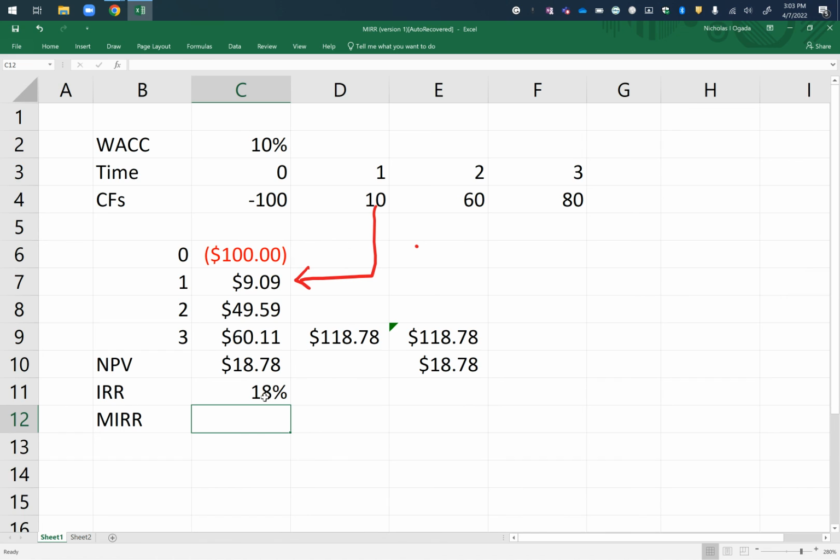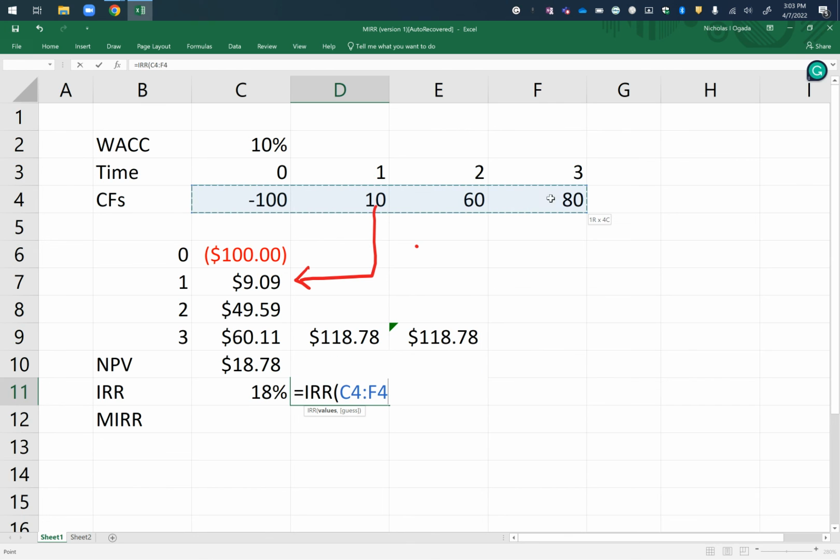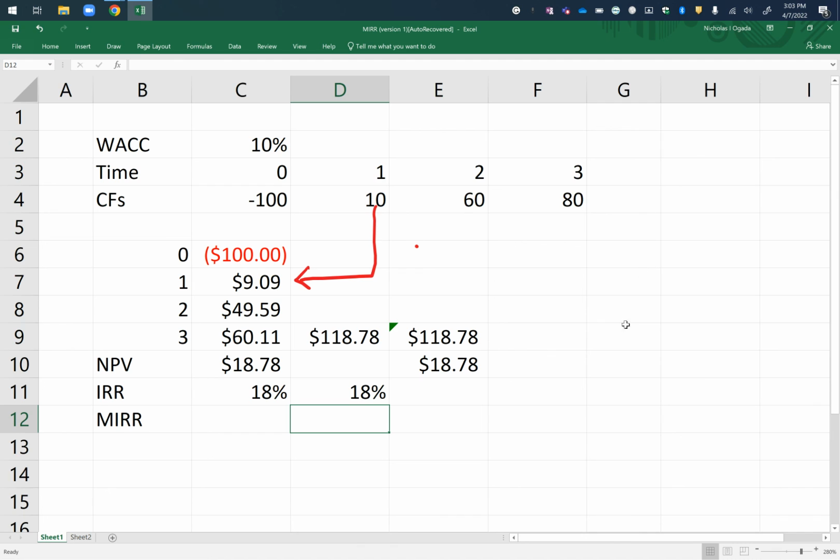And you can see in this example, the internal rate of return is 18%. Again, it's a very simple process. I'm simply doing this in a one-step process. Highlight my cash flows and enter, and it gives me my internal rate of return.